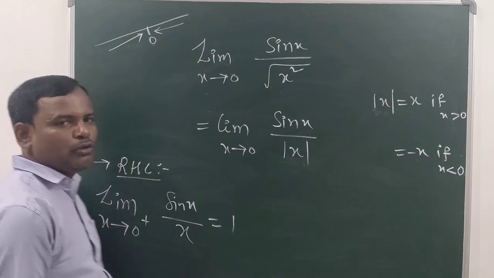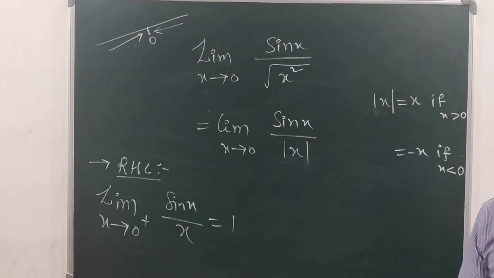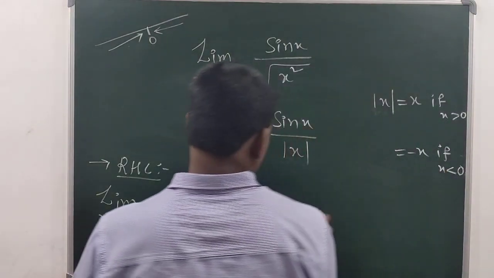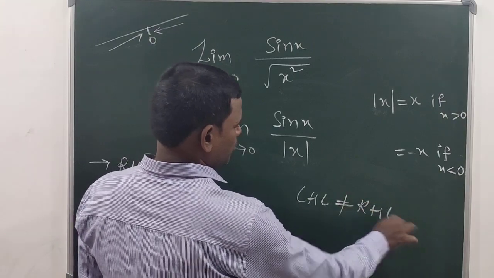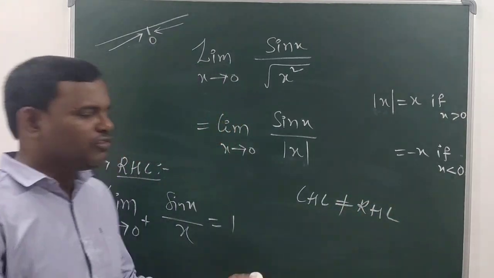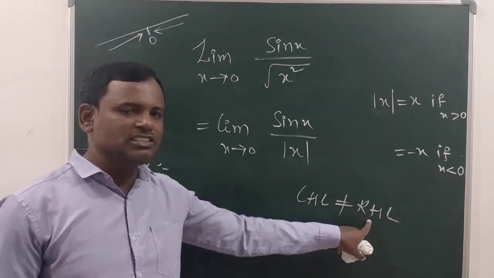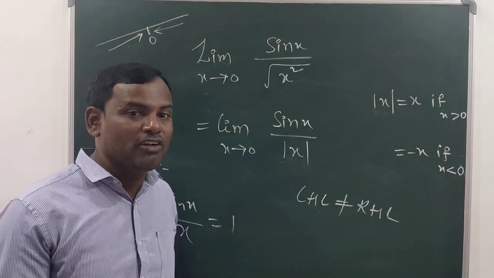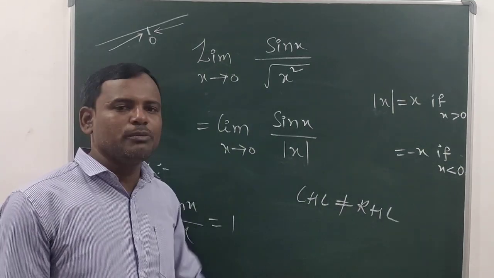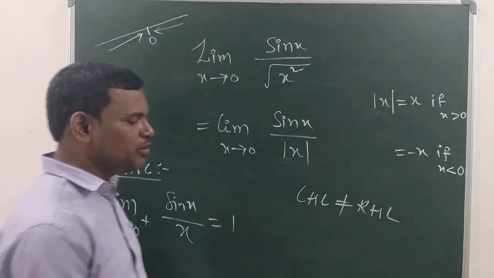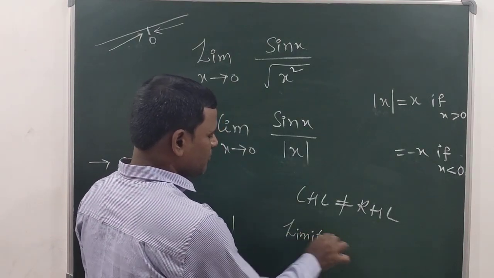Okay, the left hand limit you got minus 1, the right hand limit plus 1. Both are not equal, no. So here we observed that the left hand limit is not equal to the right hand limit. Both are defined, both are given real numbers. It is given minus 1, it is given plus 1. But both should be equal as per the existence of a limit. So here we observed that both are not equal. Hence you can say that the limit of this function does not exist.